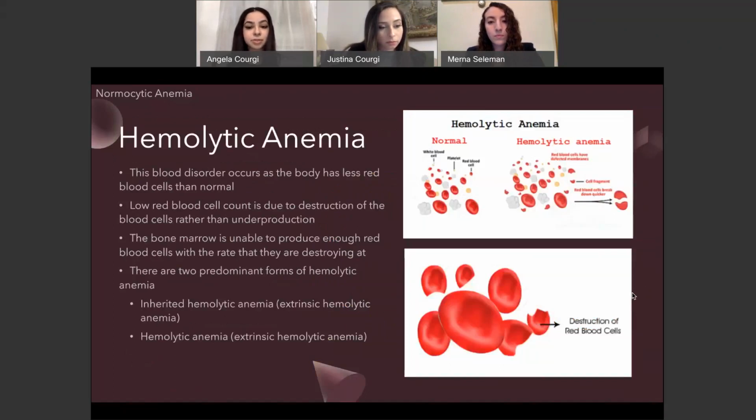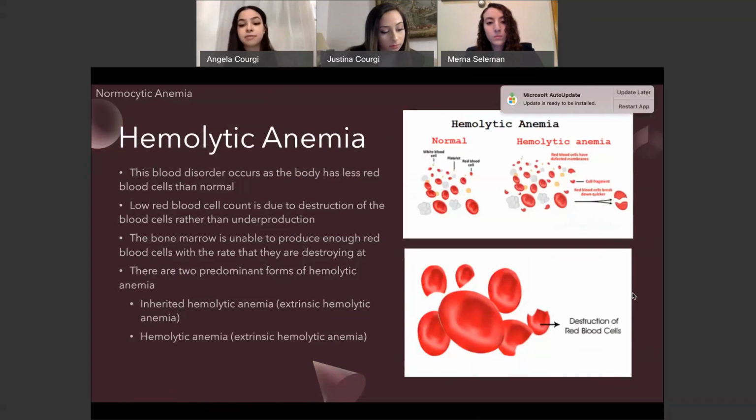All right, on to hemolytic anemia. Hemolytic anemia is another type of normocytic anemia. It's a very common blood disorder which occurs when the body has fewer red blood cells than normal. The reason for the low red blood cell count is destruction of the red blood cells rather than underproduction of RBCs. The bone marrow is unable to produce enough red blood cells to keep up with the rate at which they are being destroyed. There are two predominant forms of hemolytic anemia.